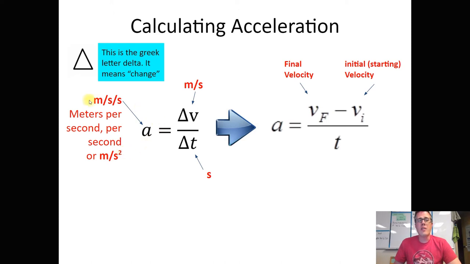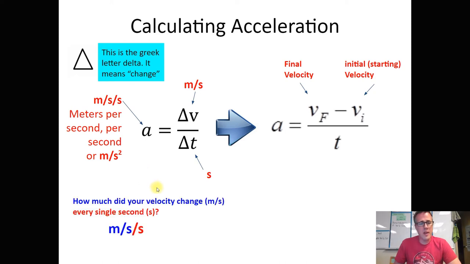Well, that unit can be really confusing because it's got seconds in there twice. I had a teacher once that helped me to think of it this way. If acceleration is how much your velocity changed every single second, you can think of it as how much did my meters per second change every second. Think of that last second as something different than the top meters per second. That helped me to get my head around it, maybe to help you too.